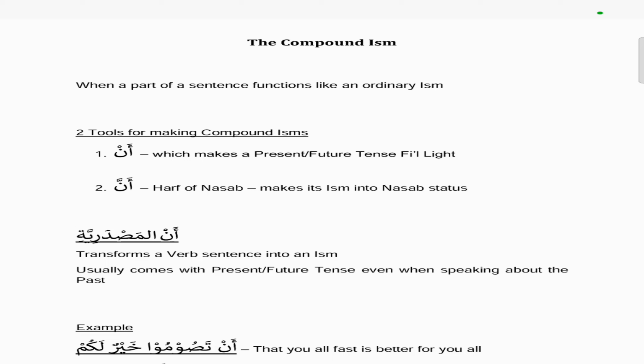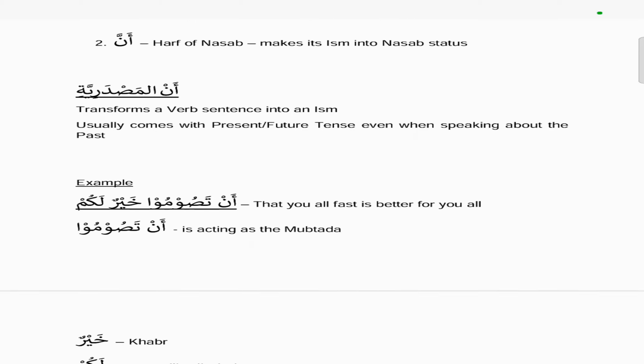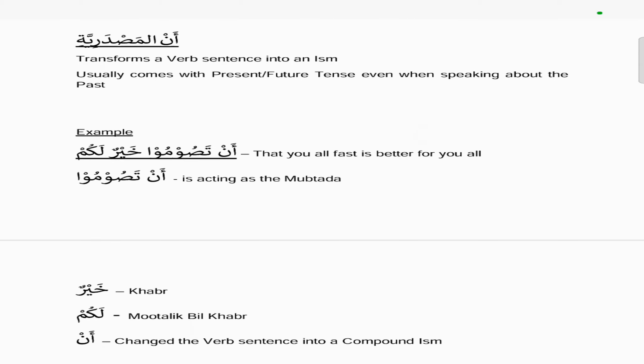If you remember, this is one of those words that makes the present tense fi'l into the light version or the light form, and it means to or that. It can even mean lest as well. And the second word is anna, and if you remember, it's a harf of nasab, and it makes its ism into the nasab status, and it means that. So the first, if we start with an, this transforms a verb sentence into an ism.